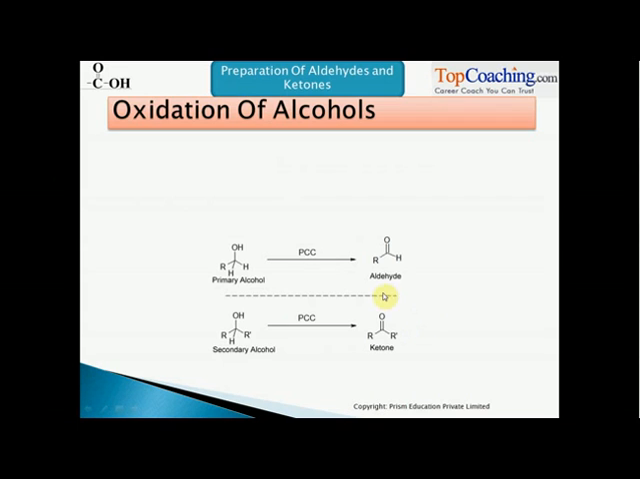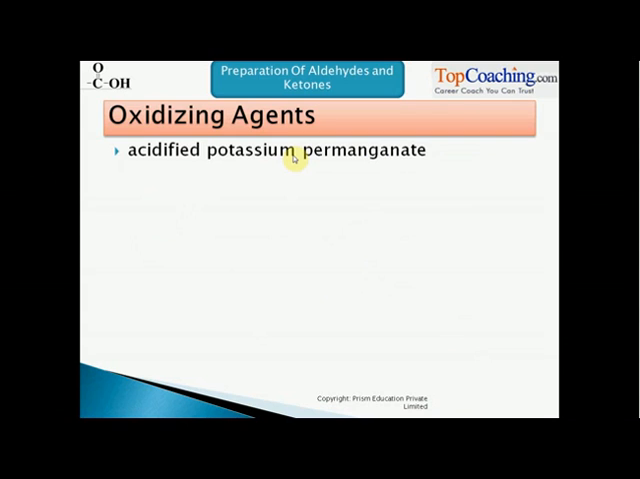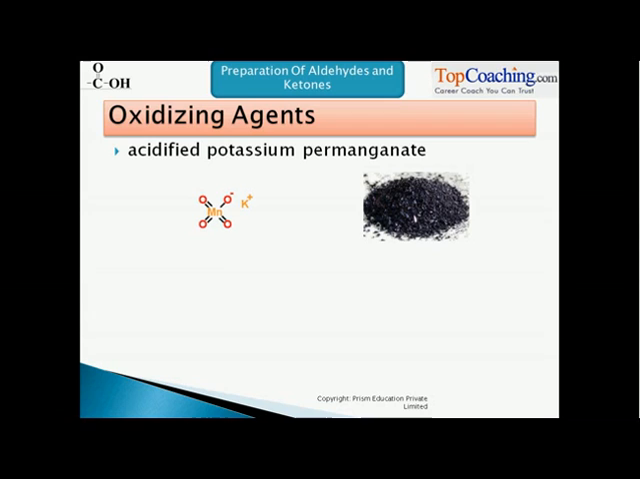Now, where did this oxygen come from? From an oxidizing agent, right? Can you name any oxidizing agent? Well, the commonly used oxidizing agents in preparation of aldehydes and ketones are acidified potassium permanganate, right? Its formula is KMnO4. And do you know how it looks? It is in the form of black crystals.